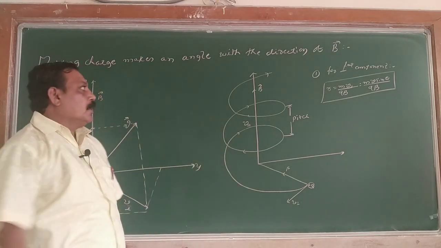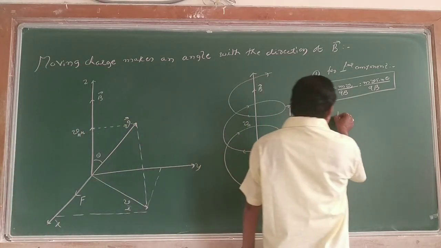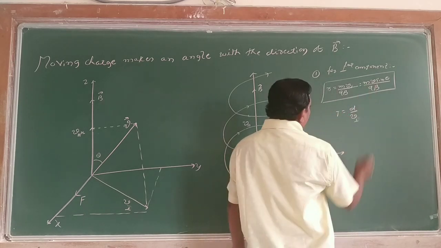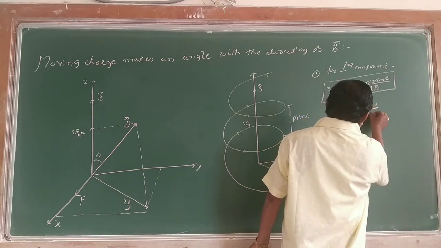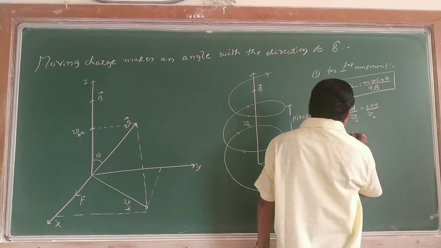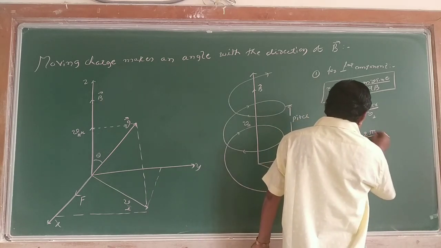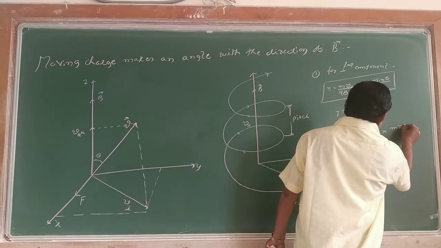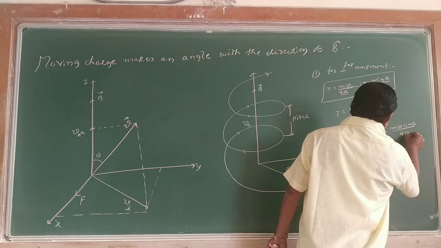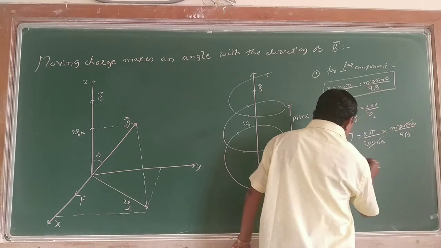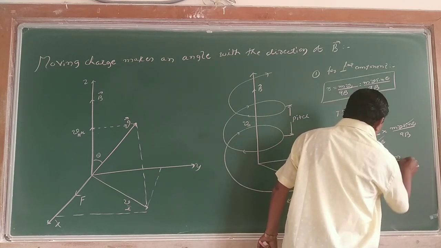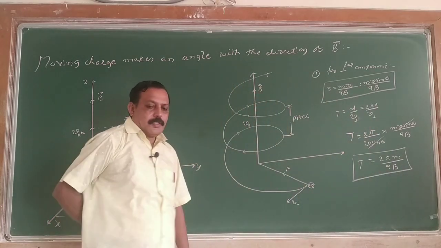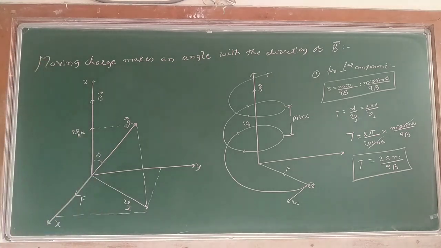Right? Then what is the time period? Time period equals distance by velocity. Which velocity? The perpendicular component. The distance is 2 pi r divided by v perpendicular. So time period T equals 2 pi. What is v perpendicular? V sin theta. What is r? m v sin theta divided by qB. So v sin theta cancels. Time period T equals 2 pi m by qB. Now this is our equation.